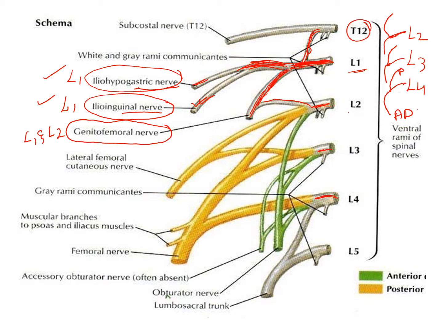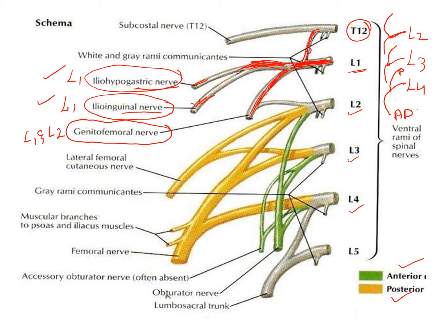So if you can see here, the ventral rami of L2, L3 and L4 are divided into the anterior branch representing the green and the posterior branch representing the yellow. So this is the posterior branch, this is the anterior branch of L2. This is the posterior branch of L3, this is the anterior branch of ventral ramus of L3. This is the posterior branch of ventral ramus of L4. This is the anterior branch of ventral ramus of L4. So no confusions with that. Now we will see the branches.